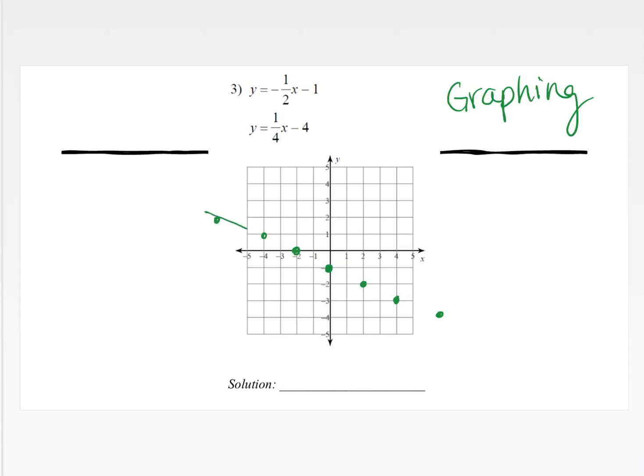Then we can connect our line, and that was the first one. If we want to do the second one, also in slope-intercept form, we have negative 4 as our y-intercept, but this is a positive slope of 1 over 4. So we get this, or over here, or down 1 to the left 4.